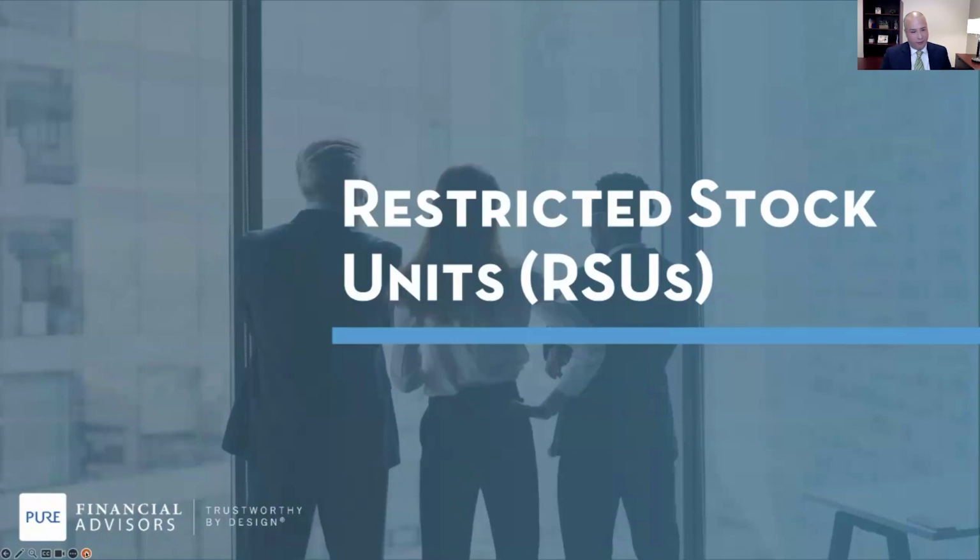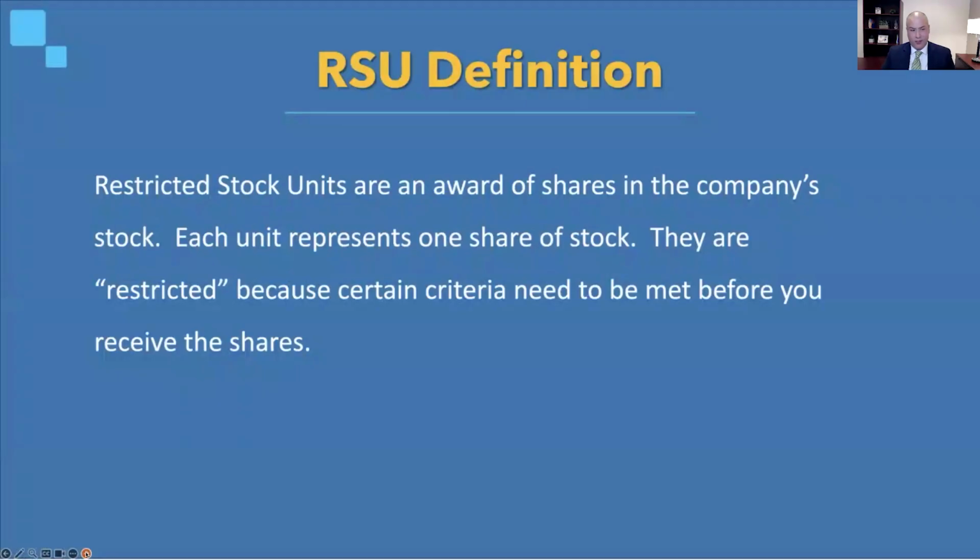So first up, we have restricted stock units or RSUs. The simplest way to think about this is that the company is just really giving you the shares of their stock, right? The restricted component just refers to the fact that you typically don't get them all at once, thereby restricting your access to the ownership of the shares.